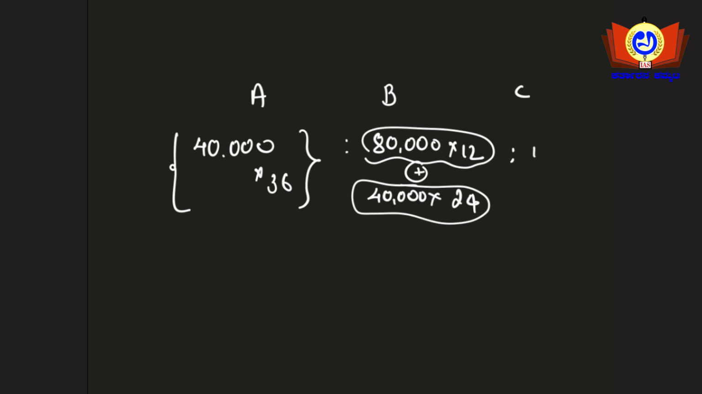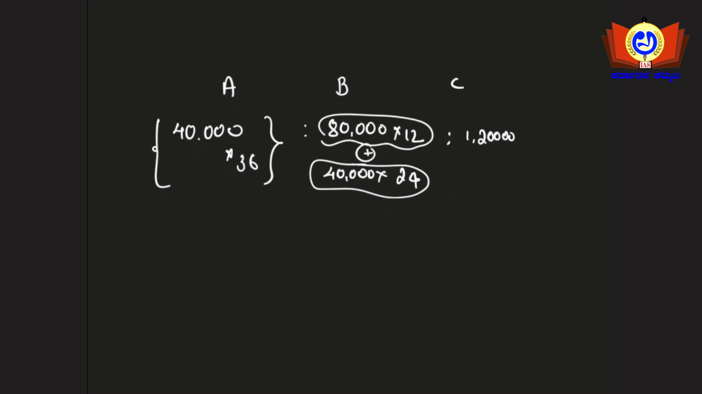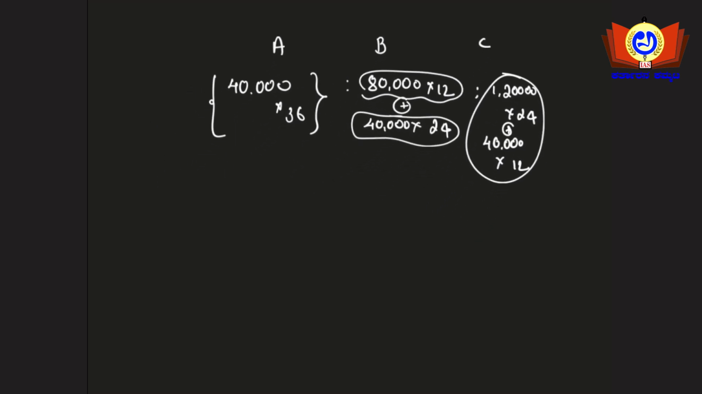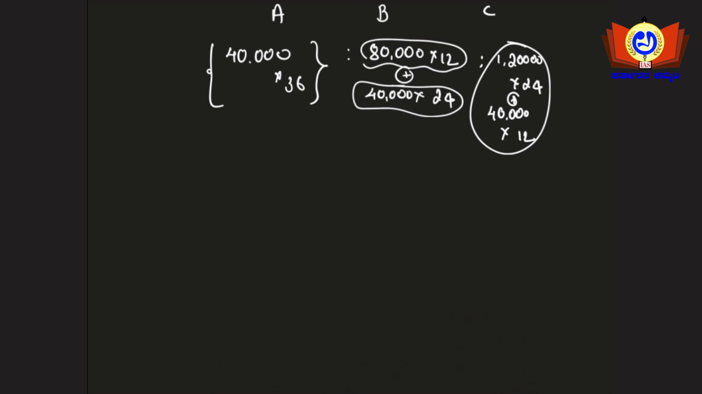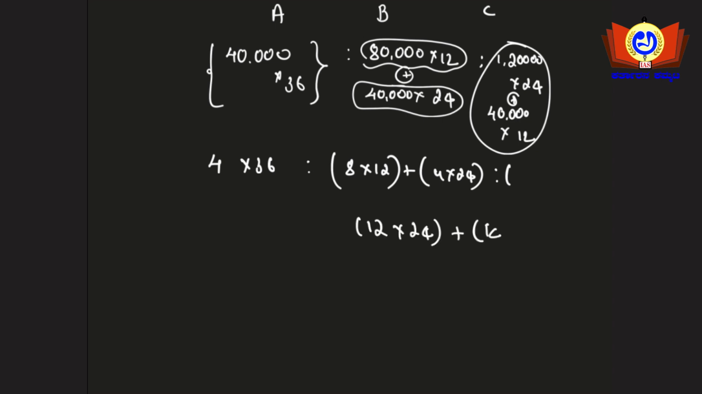So then see, initially 1,20,000 for 2 years. Later on, the remaining amount 40,000 will be invested for 12 months. So we need to add this here, okay? Upon adding this, I'll be getting here 40,000 into 36. These zeros I can cancel, right? So I'll be writing directly here 4 into 36 is to 8 into 12 plus 4 into 24, that will be is to 12 into 24 plus 4 into 12.